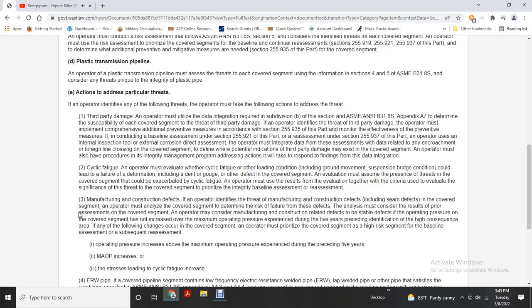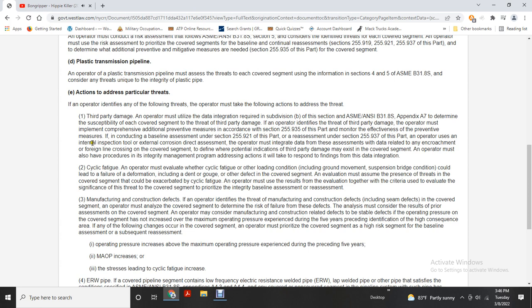Actions to address particular threats. If the operator identifies the following threats, the operator must take the following actions to address the threat. Third-party damage: the operator must utilize the data integration required in subpart B, with section 4 and Appendix A7 of ASME/ANSI B31.8S, to determine this respectively for each covered segment. If the operator identifies the threat of third-party damage, the operator must implement comprehensive additional preventive measures in accordance with section 255.935, and monitor the effectiveness of the preventive measures in conducting a baseline assessment under 255.921, or reassessment under section 255.937.